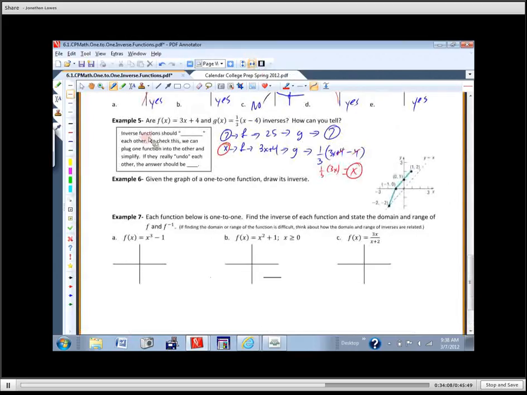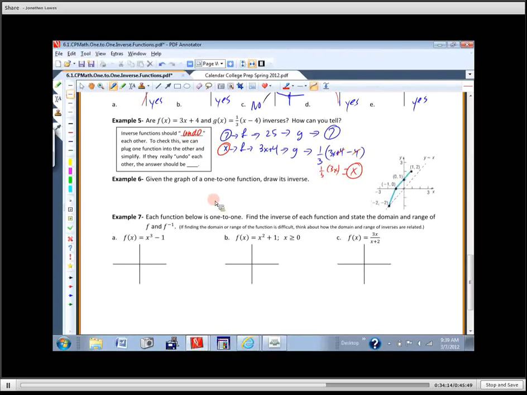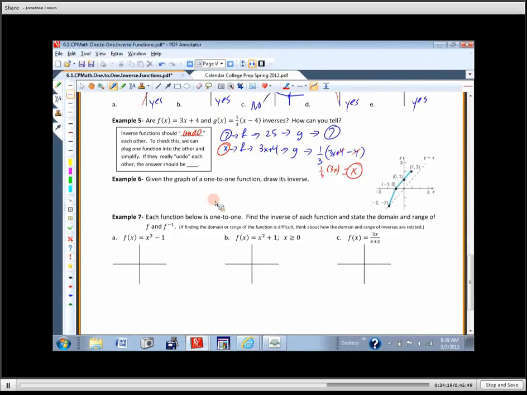Okay, so the function should, the word is, they should undo each other. That's the way I want you to think of inverses. Don't think opposite. Okay, just think they undo each other. To check this, we can plug one function into the other and then simplify. If they really undo each other, the answer should be x, and that's what we did here. We plugged in an x, f did something to that, it multiplied it by 3 and added 4, and then we plugged that answer into g and it undid whatever that one did. Notice what it does, it subtracts 4 and divides by 3. Aren't those the opposite of timesing by 3 and adding 4? Okay. Any questions there?